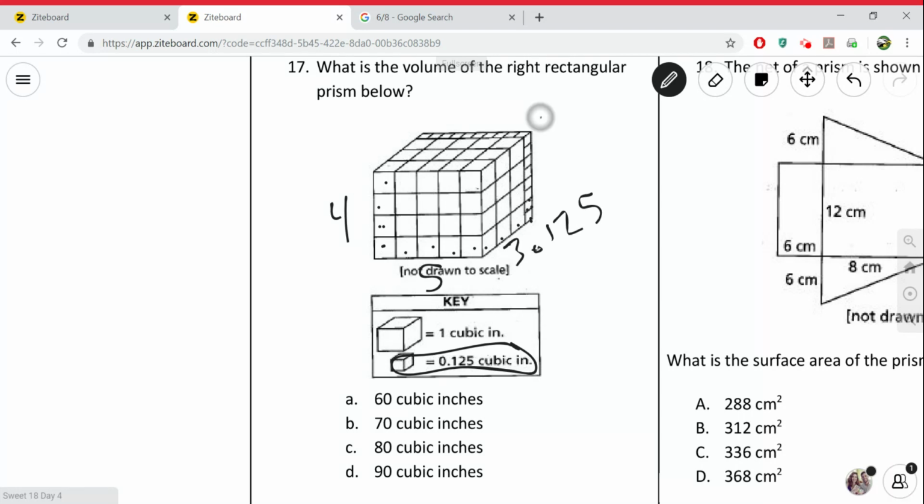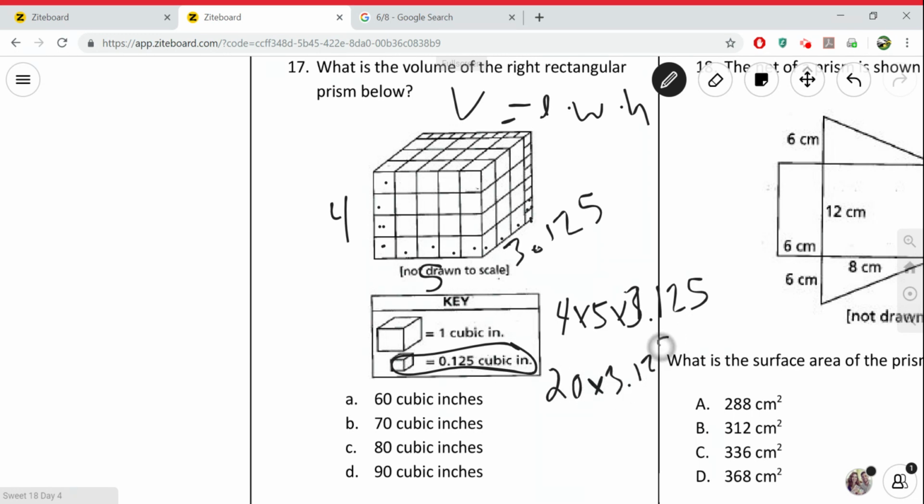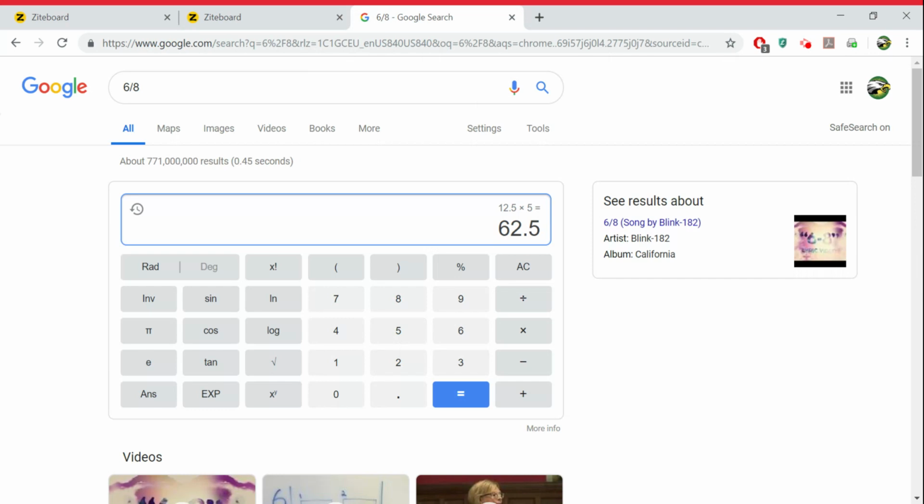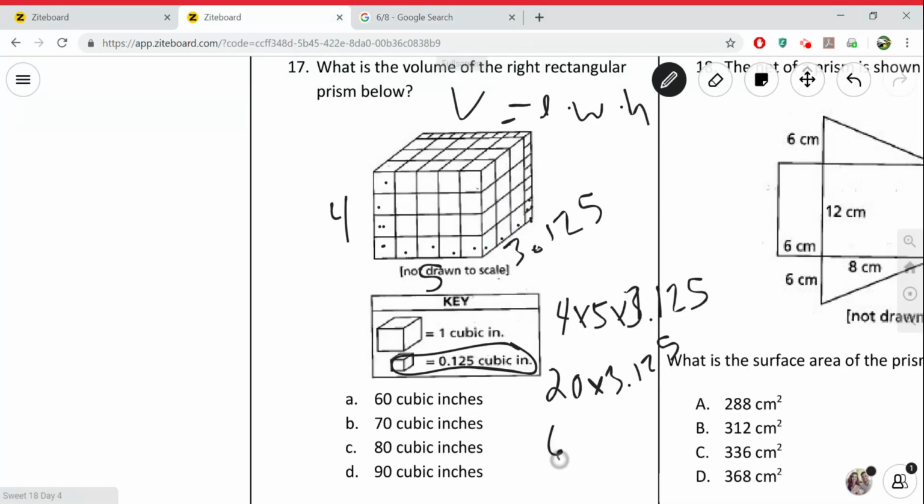So this is length times width times height is equal to the volume of a rectangular prism. So length times width times height, I'm going to take 4 times 5 times 1.125. And so that gives me 20 times 3.125. So let's calculate that. 20 times 3.125. And that's equal to 62.5. Because it was off a little bit, our answer, we're just going to estimate the closest one is 60.